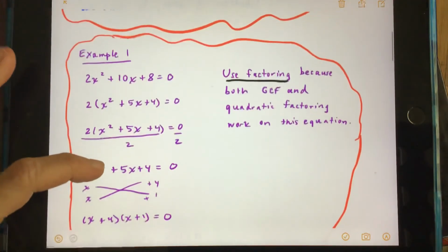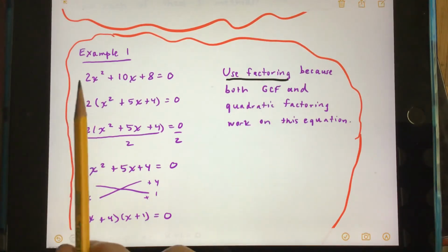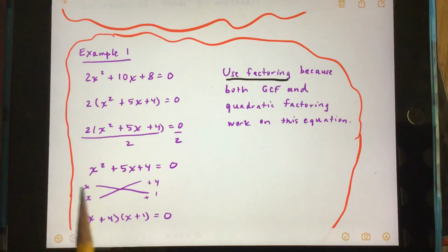Example 1, I'm going to give you this equation, and we're going to say, well, why is this a good equation to solve using factoring? It's a good equation to solve by using factoring because it works. We have both a greatest common factor of all 3 of these terms, as well as some quadratic factoring techniques that are available to us.